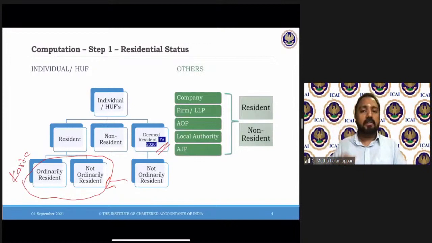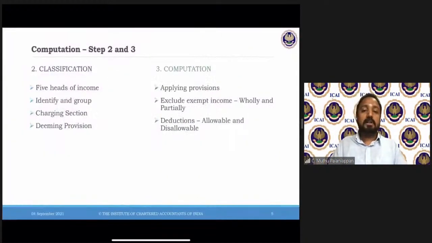For individual, it is straightforward. Based on that individual, you determine. For everyone else, it is resident, non-resident. And this deemed resident concept is only for individual, not for HUF. So that's step one, residential status.